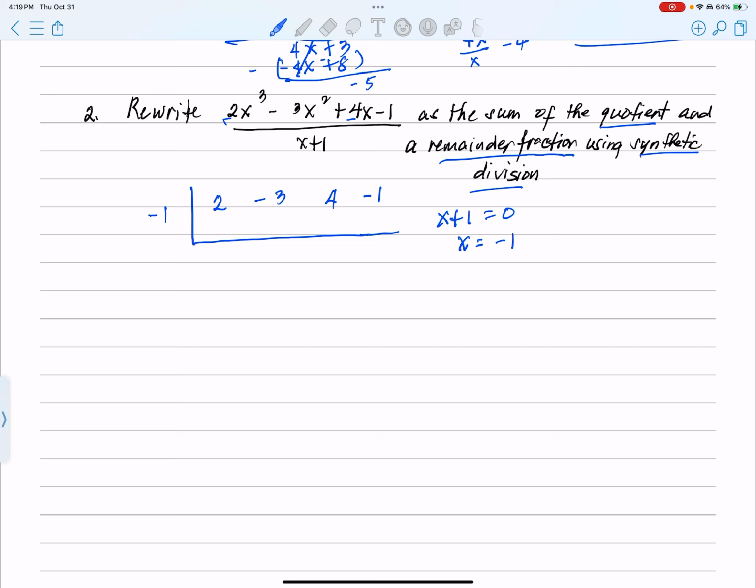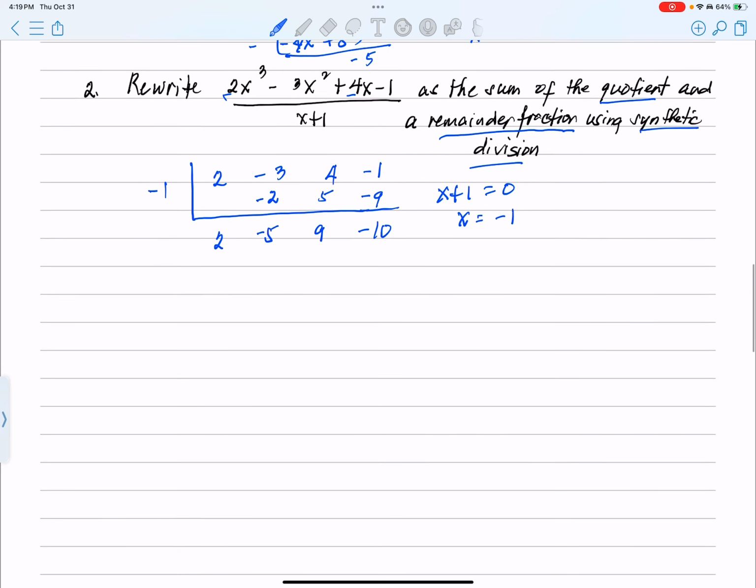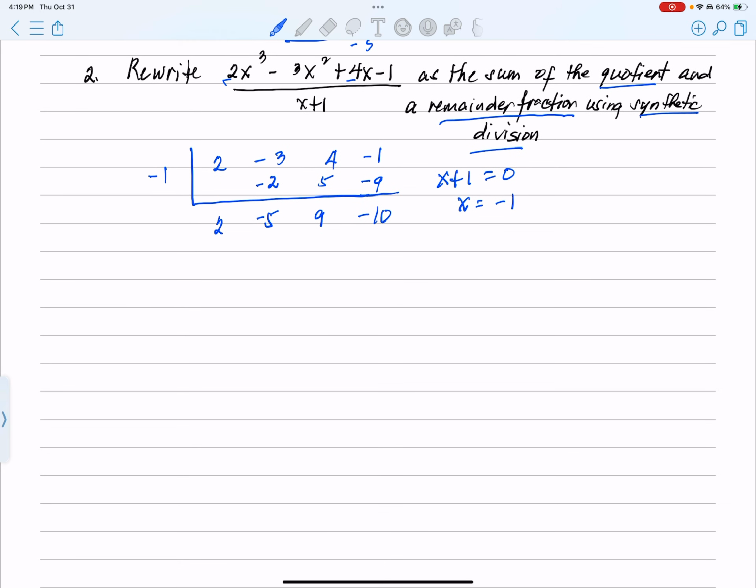All right, so we bring down the first, which is 2. So 2 times negative 1, that's negative 2. Then add negative 3 plus negative 2, that's negative 5. Negative 1 times negative 5, that's positive 5. 4 plus 5, that is 9. 9 times negative 1, that's negative 9. Negative 1 plus negative 9, that's negative 10. So the number below is where we pick up our answer.